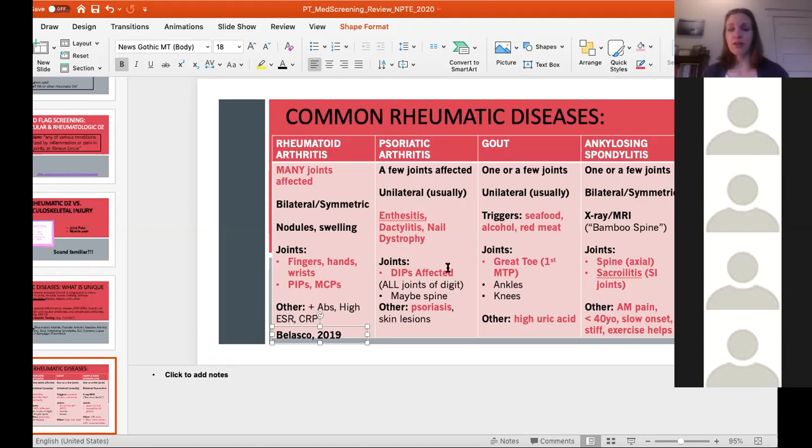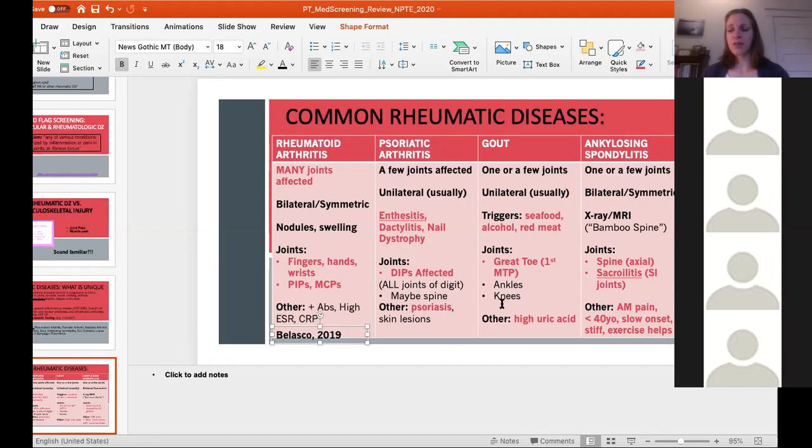Psoriatic arthritis, you're going to see usually DIP is affected, and psoriasis is going to be your giveaway. So some sort of skin lesion, you're thinking more of a psoriatic arthritis versus RA. Gout, like we said, stereotypically is going to affect the great toe, the first MTP, and then you're going to have some sort of trigger for the gout. Usually it's a food trigger, seafood, red meat, alcohol. It's due to these uric acid deposits in the joint, and that's what's causing the dysfunction.